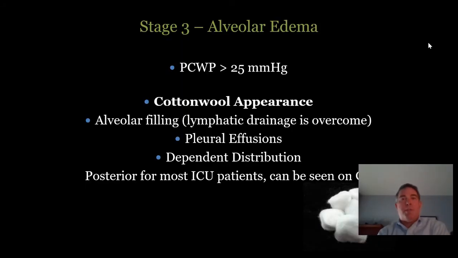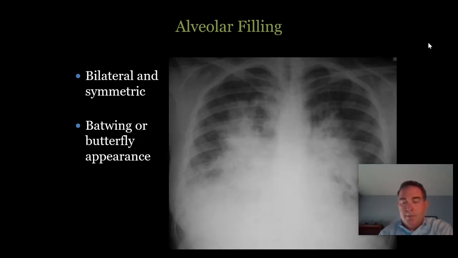So on to alveolar edema, stage 3. Again, corresponding capillary wedge pressure, with kind of the cotton wool or fluffy clouds appearance. It's actually filling of the alveolar spaces with fluid. It's going to be dependent and posterior in most ICU patients. It's kind of a butterfly or bat wing appearance.